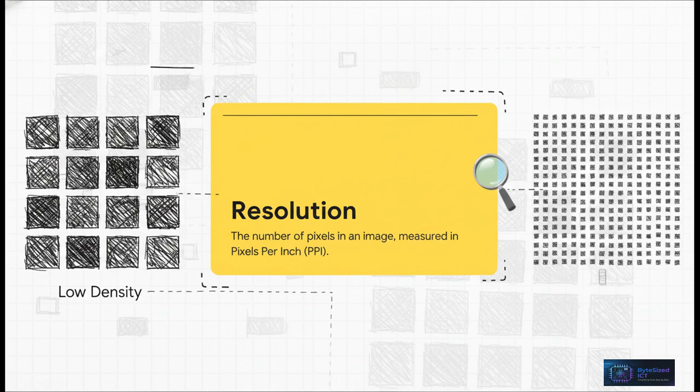Just compare that low-density 1-inch square on the left to the high-density version on the right. The low-density one has fewer, larger pixels taking up that inch, while the high-density square crams in many, many more, much smaller pixels into that exact same space.